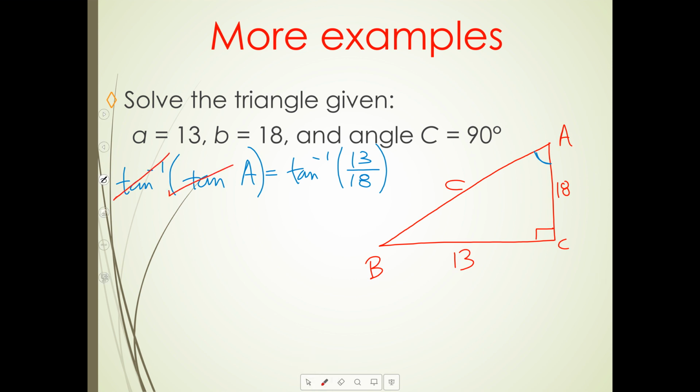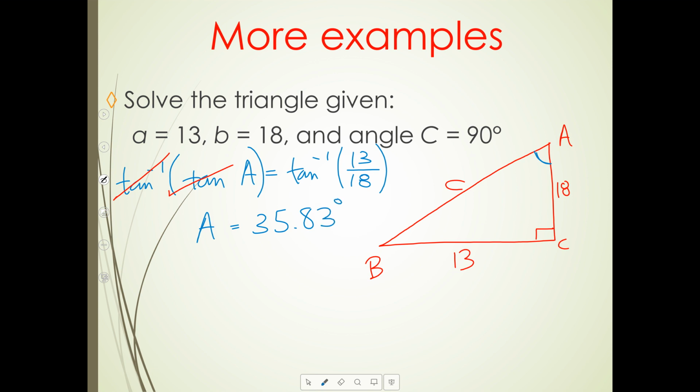Cancel, cancel. Plug and chug. Angle A is equal to, what is the inverse tangent of 13/18, please? You should be doing this on your calculator, by the way, for practice. 35.83. Can somebody confirm? Yes. Okay, good. 35.83.